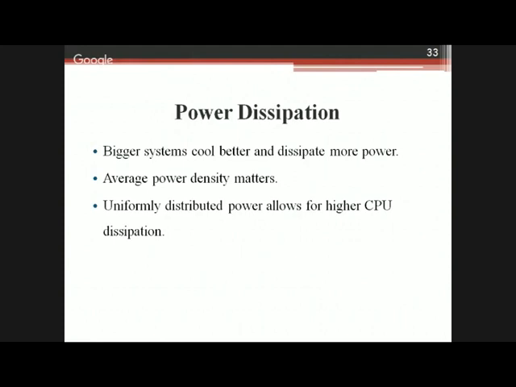One of the solutions I already told you: from the designing point of view, I can place my hot units separate from each other. Another thing is that average power density matters, that is the uniform distribution of the power over the entire chip. That is one of the important things: the power should be evenly distributed over the entire chip. If the power is uniformly distributed, that allows the CPU to dissipate more power, so there will be no leakage and we will not have high temperatures.